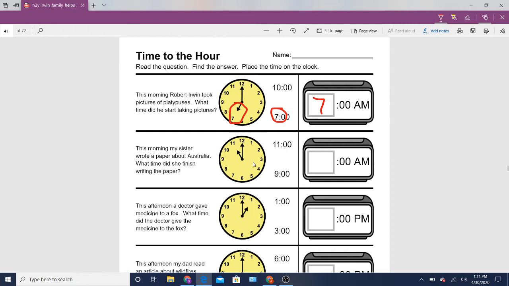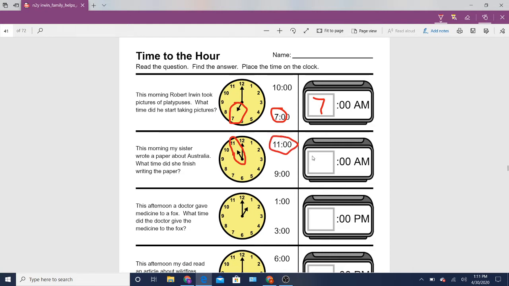All right, this next one. This morning, my sister wrote a paper about Australia. What time did she finish writing the paper? Again, I need to look for my little hand on the clock, and my little hand is pointing to the 11, so I know that it is at 11 o'clock.